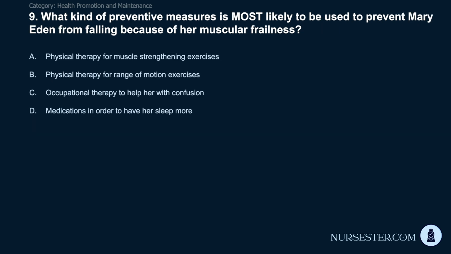9. What kind of preventive measures is most likely to be used to prevent Mary Eden from falling because of her muscular frailness? A. Physical therapy for muscle strengthening exercises. B. Physical therapy for range of motion exercises. C. Occupational therapy to help her with confusion. D. Medications in order to have her sleep more. Correct answer, physical therapy for muscle strengthening exercises.